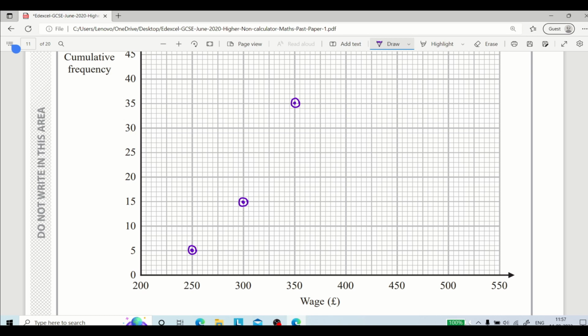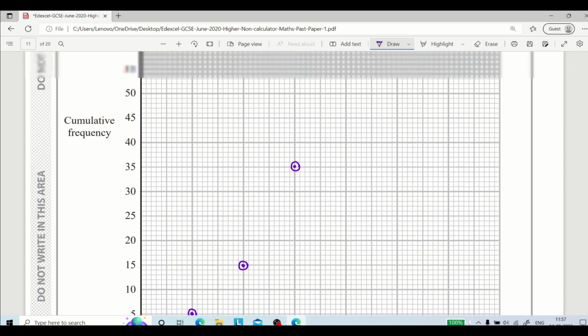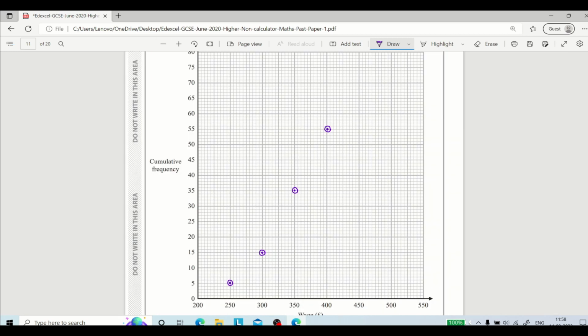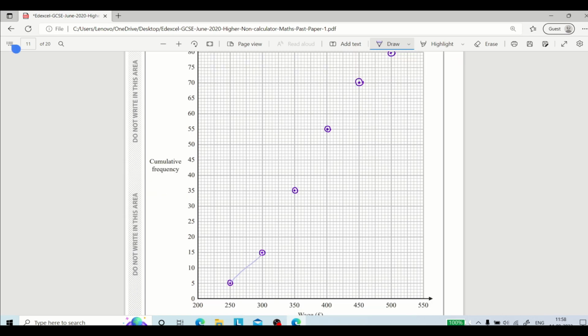Then we'll have 455. We'll have to scroll a bit above. 455, it's going to be somewhere here. Then we are going to have 70. Bit more. Okay. So 450 gives you 70. And the last one is 500, which is going to be 80 directly. 500 is going to be 80 here. Yes. So now let's draw this curve. This is your first part.